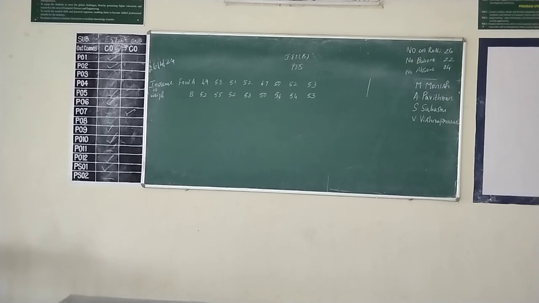What is step 1? H naught, H1. So what is H naught? H naught: mu1 equal to mu2. What will be H1? mu1 greater than mu2.